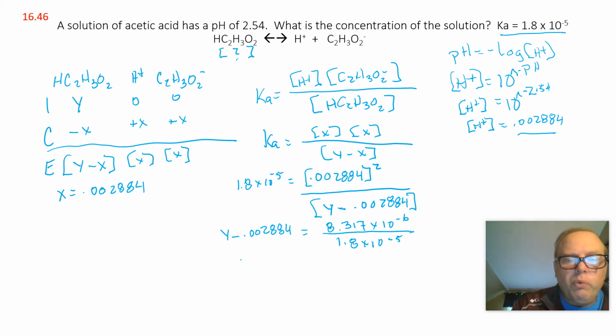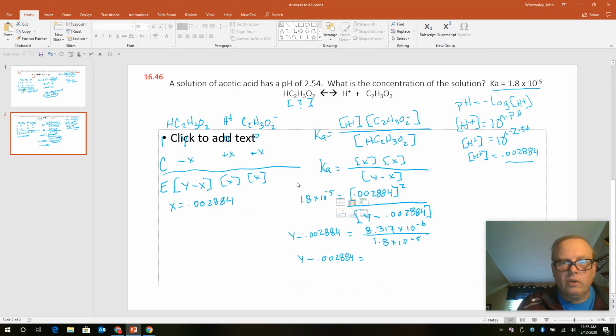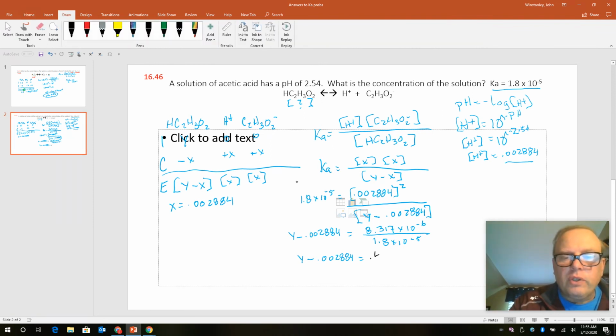And then I simply went about solving, so I have Y minus 0.0028884 equal to, oops, sorry about that. I want to keep my annotations. And, yeah, thanks. There we are. Okay. I leaned on the keyboard. My bad. So I get that equal to 0.462. And so I end up with Y. I have to add that to both sides. And I end up with Y equal to about 0.465.